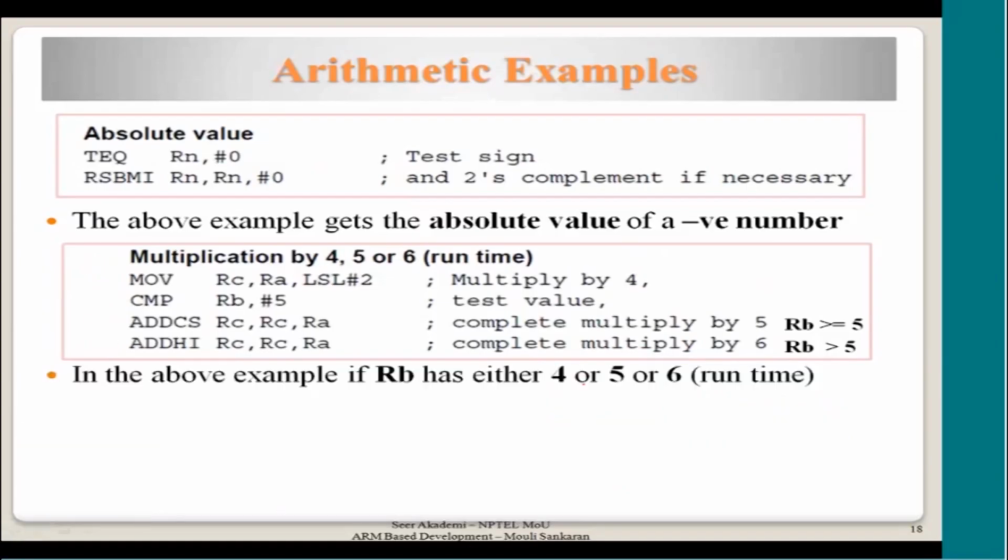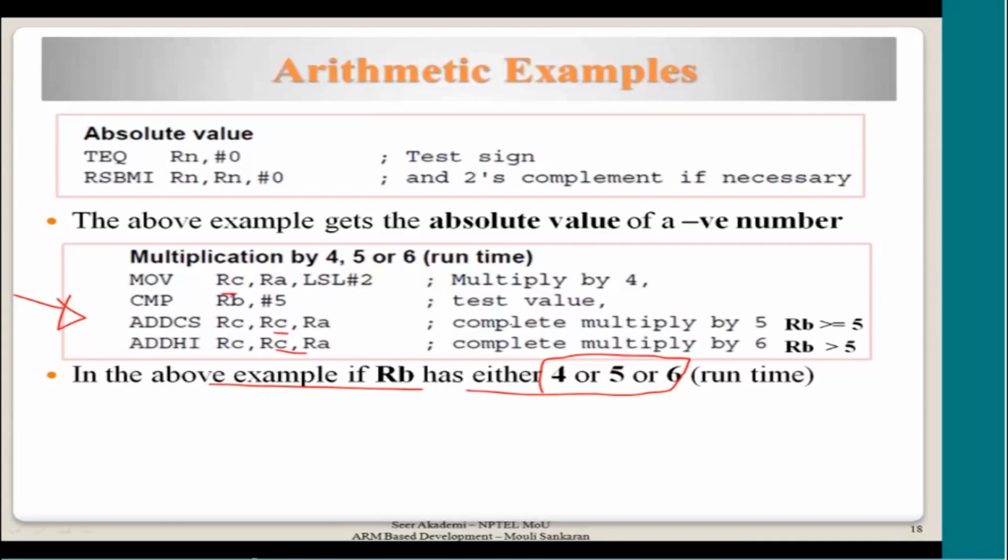So I am not going to explain, the slide will explain. In the above example, if RB has either 4 or 5 or 6, RB is what? Please remember, I have put RB, RC, RA, but that doesn't mean you can write the same code in the assembler in the simulator and expect it to work. Why will it not work? RB, RC, RA are not understandable by the assembler. You have to convert them into R1, R2, R3. But I have put them to tell you which registers are common across them. So you have to replace them with some specific registers, R1, R2, R3 or whatever you like.